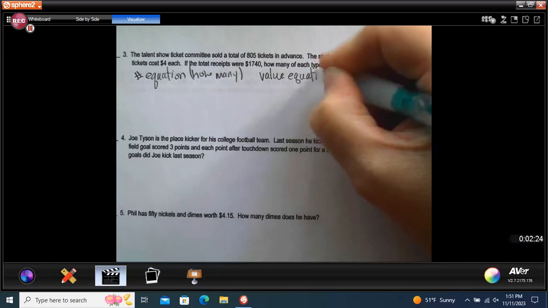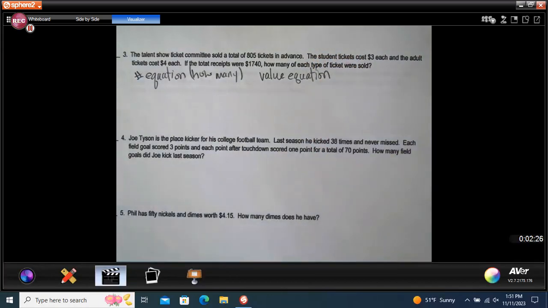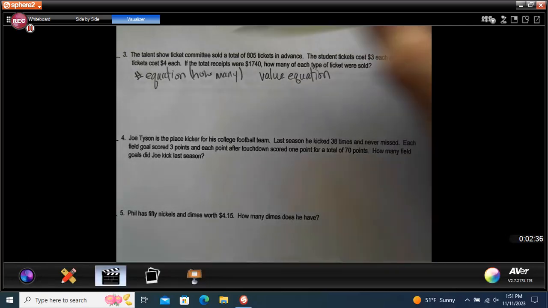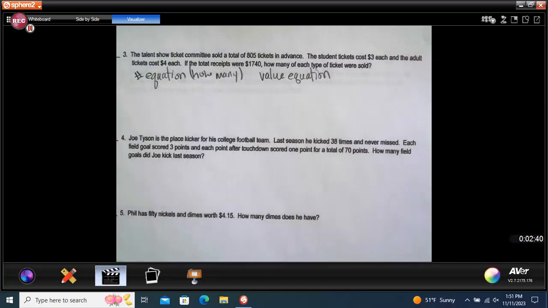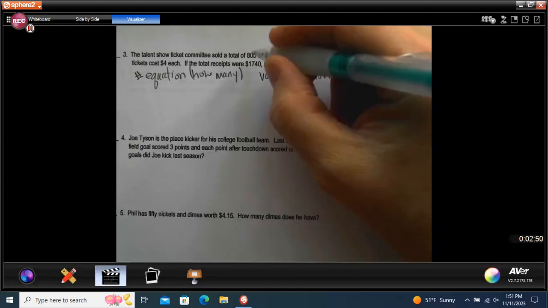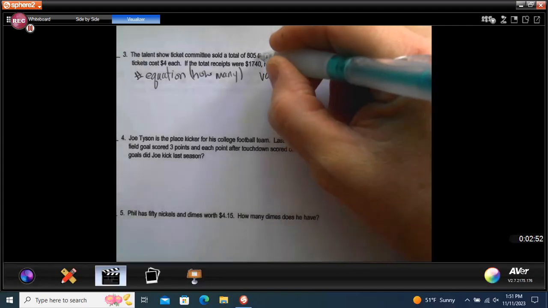And the value equation is, what is it worth? If the number equation is nickels and dimes and there's 30 of them, what's a nickel worth? What's a dime worth? And that's my value equation. Here, this particular one is tickets to a show. Student tickets cost so much, adult tickets cost so much, and then their worth, how much money did they take in? So the number equation, they sold 805 tickets.